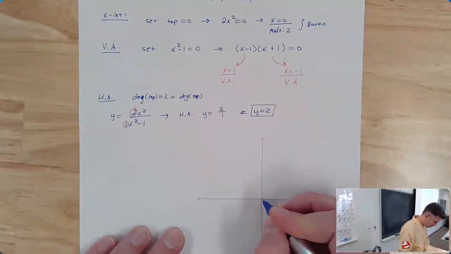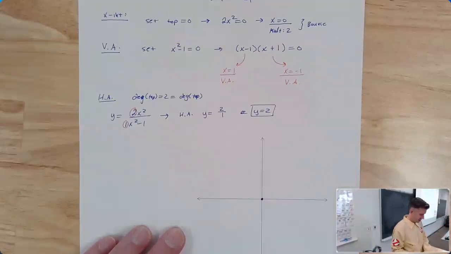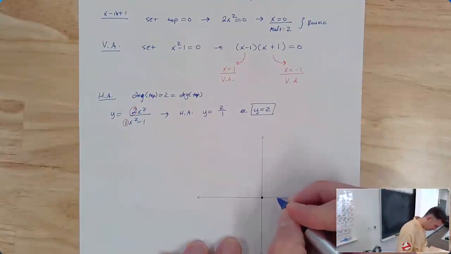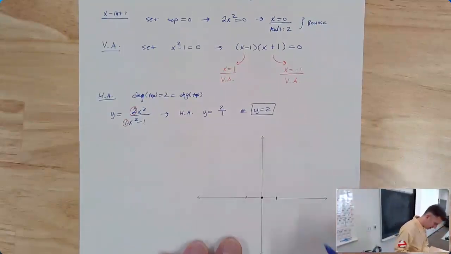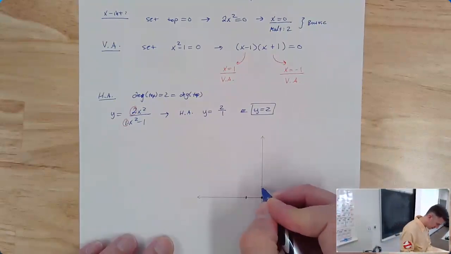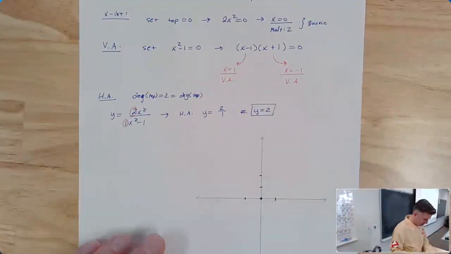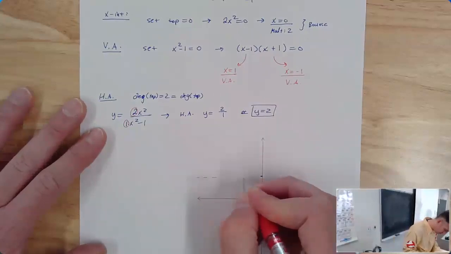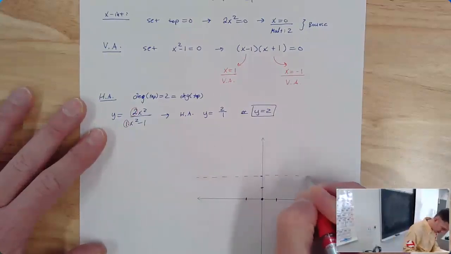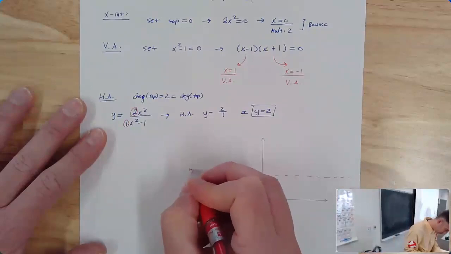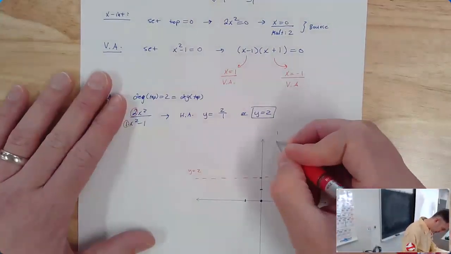So say I got the origin. That's my only point. And I've got a vertical asymptote at 1 and at -1 and a horizontal asymptote at 2. So here's all I've got so far. There's my horizontal asymptote at y equals 2. There's my vertical asymptote at x equals 1.